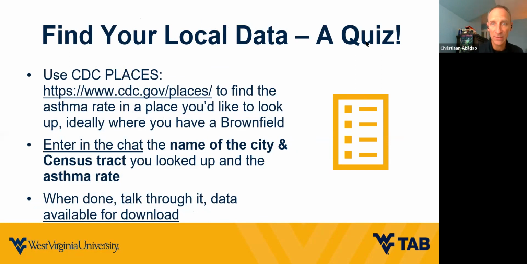So cdc.gov/places. Your challenge is to go to an area where you have a brownfield, where you're thinking, might be an area for redevelopment, and enter in the chat. So go to CDC Places, find that place, and enter in the chat the name of the city and the census tract, or the city place number that you looked up, and the asthma rate. So go into city places, look for the asthma rate at the tract that you're thinking of, where a brownfield is, and enter that information, the name of the city, census tract, or the place number, and the asthma rate.